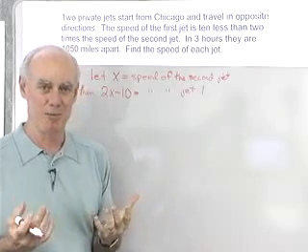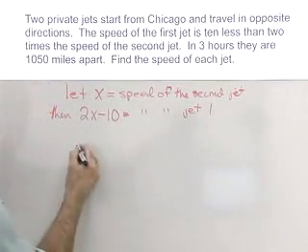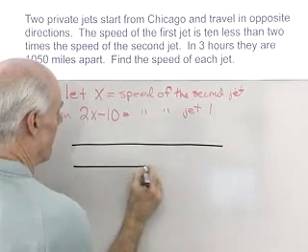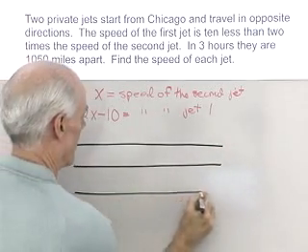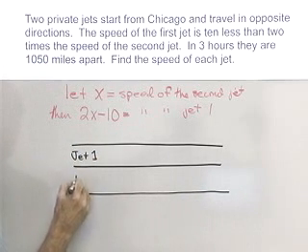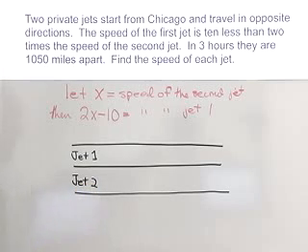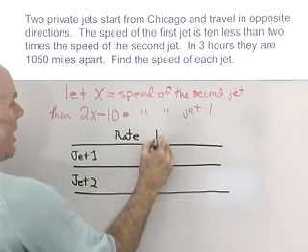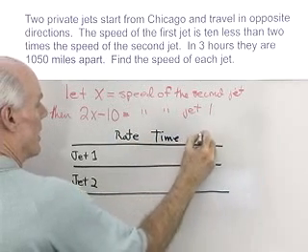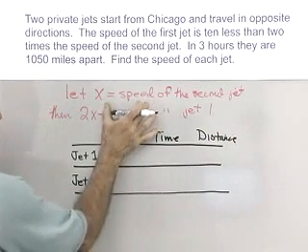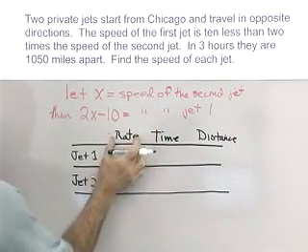Now, a problem like this where we're going to look for distance, rate, and time, it's going to help us if we make a little table. So let's do that. I'm going to make a table here, and in the table, I'm going to have 2 rows, one for jet 1 and the other for jet 2. And then for my columns, I want the rate or speed of each one, the time each one travels, and then the distance.